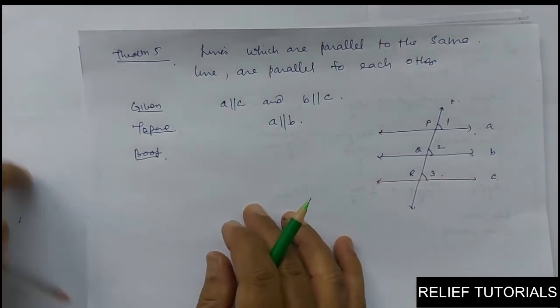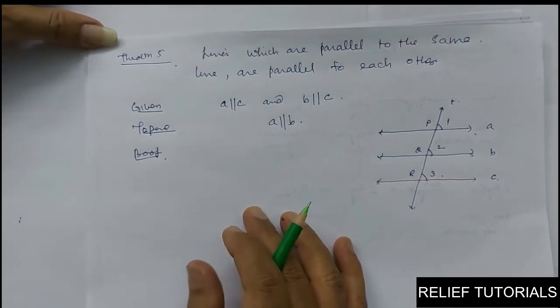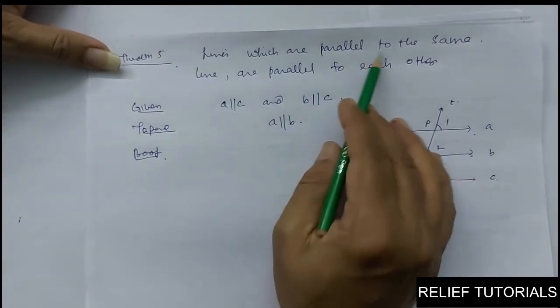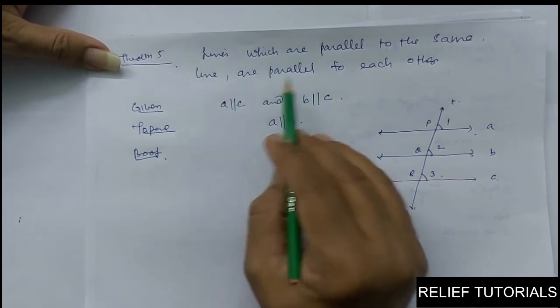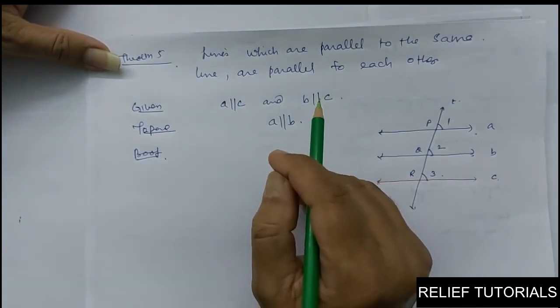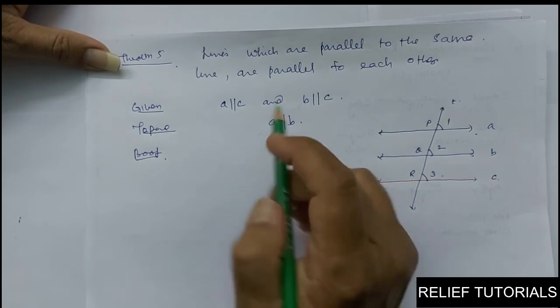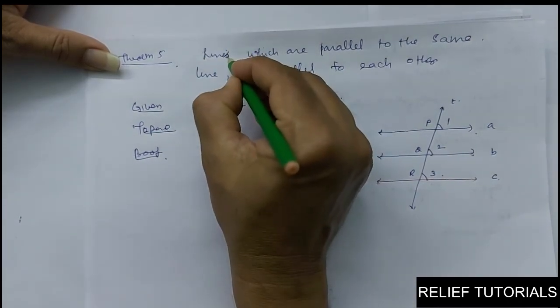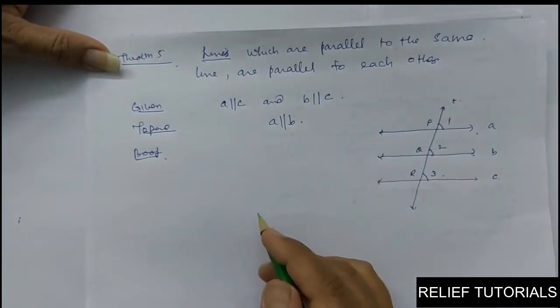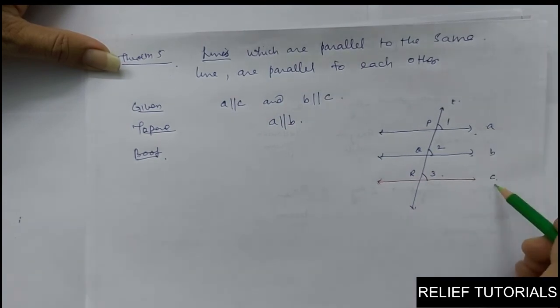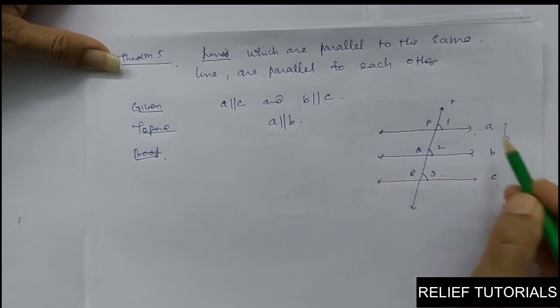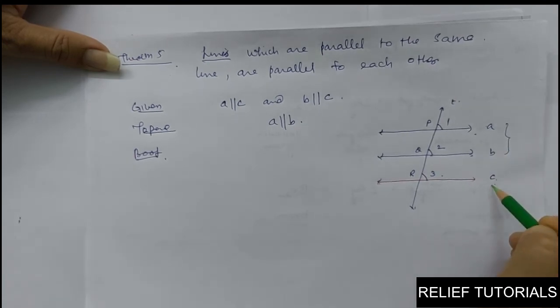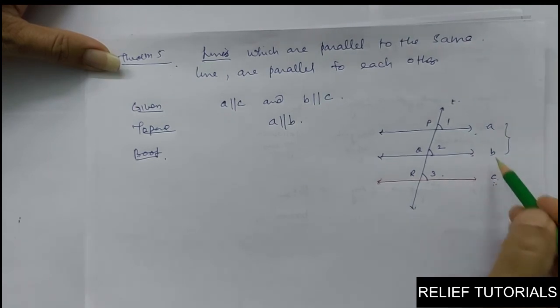Now we are going to prove the last theorem. Lines which are parallel to the same line are parallel to each other. It is like a tongue twister, but try to understand. Lines which are parallel to the same line. I can say A is parallel to C and B is also parallel to C. So these two lines, A and B, are parallel to the same line, that is C.